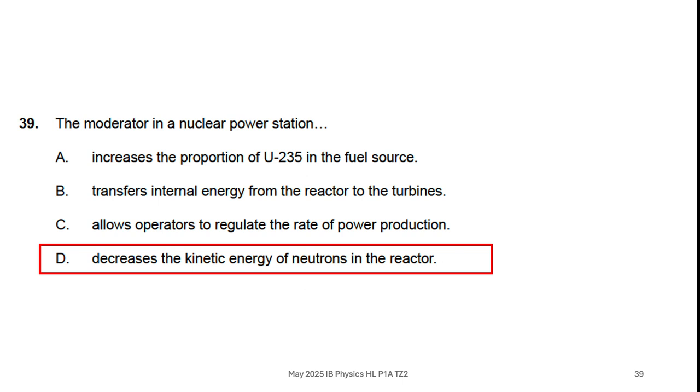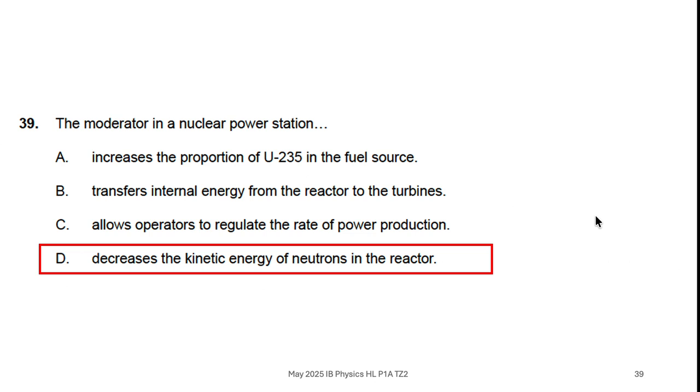I suppose a better way of looking at this might be to look at the other statements, just have a think about them for a bit. Increasing the proportion of uranium-235 in the fuel source. Our moderator is to do with reducing the energy involved in the reaction, so that's not going to relate here. Transfers internal energy from the reactor to turbines, that's our heat exchange. And then, allows operators to regulate the rate of power production. This is really to do with our control rods.